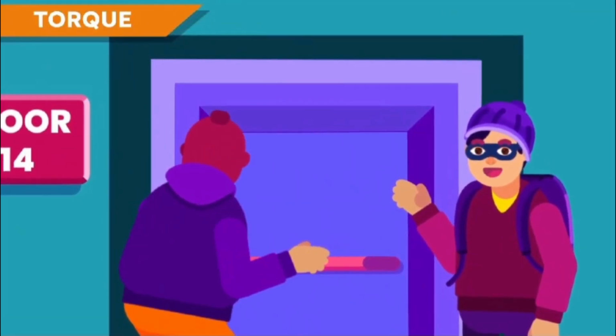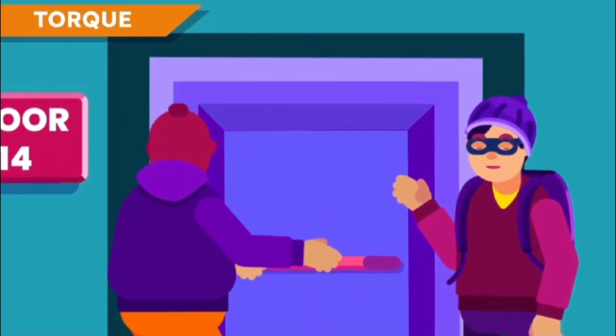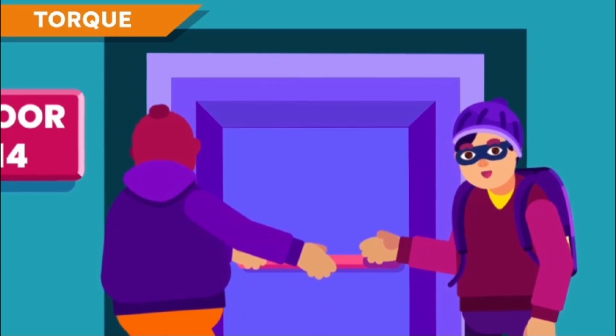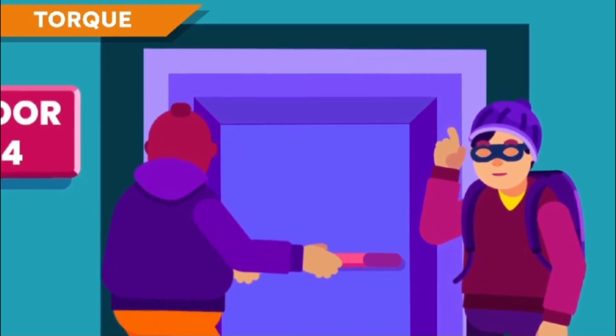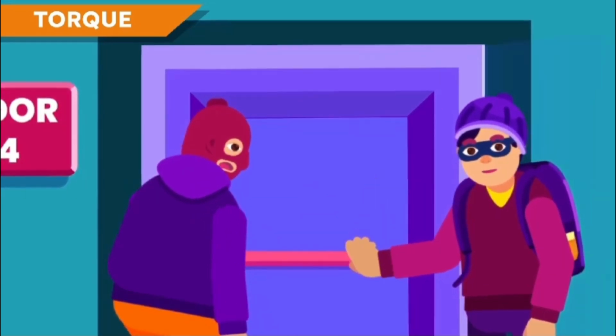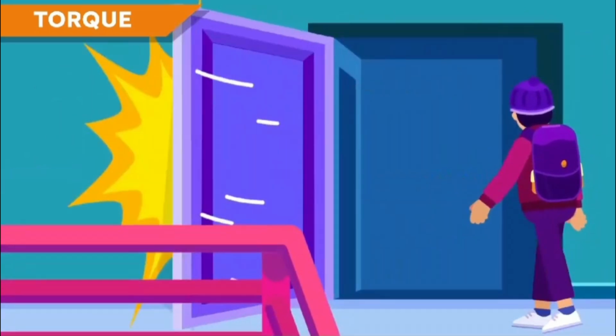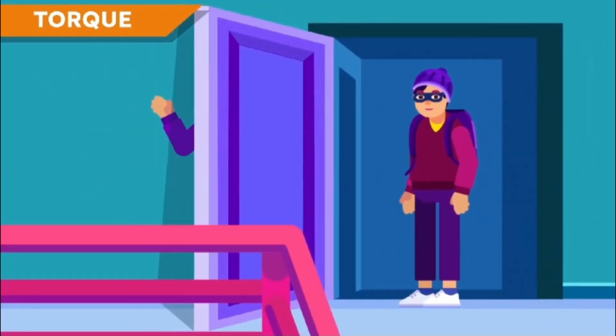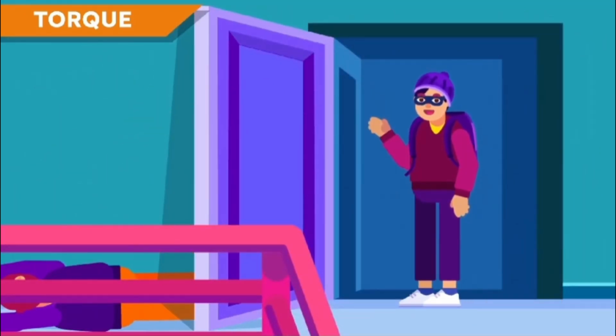Why do we require more effort to pull the door handle when it is near to the hinge? To understand this, we need to understand what torque is and what role it plays in the turning effect of forces. The door is a rigid body that is not deformed by the force or forces acting on it.